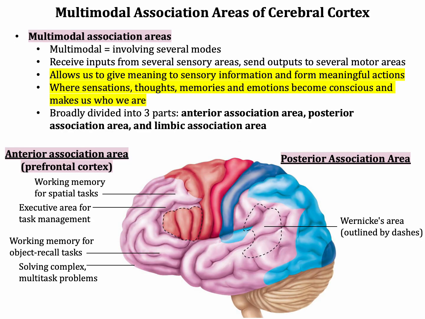Then in pink, we have multimodal association areas. Multimodal meaning it involves several modes. It also involves several lobes. So it's a mixed bag of different things. It allows us to apply meaning to sensory information, form meaningful actions, and control a lot of more cognitive, higher level processing and functioning, right? So this is really controlling conscious things that we are aware of, and these areas make us who we are, determine our personality, right? And our emotions.